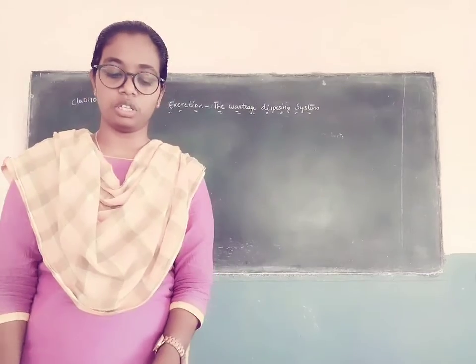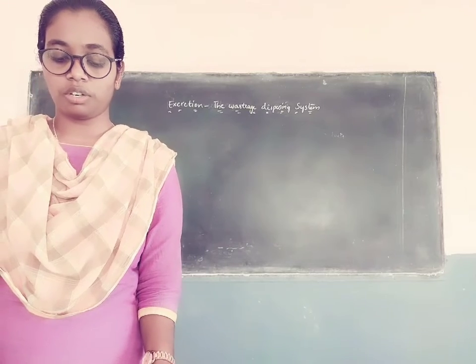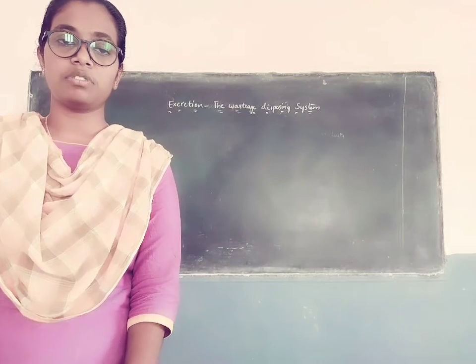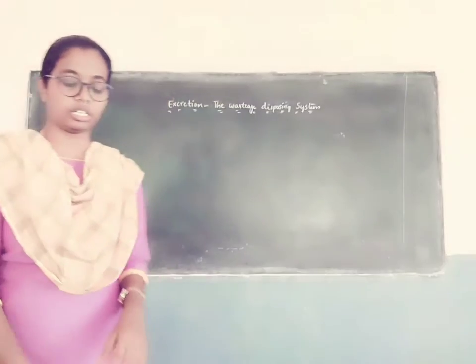Already in the previous class we have started excretion. Up to the structure of the nephron and Malpighian body we have completed. Now let us know about the renal tubule.